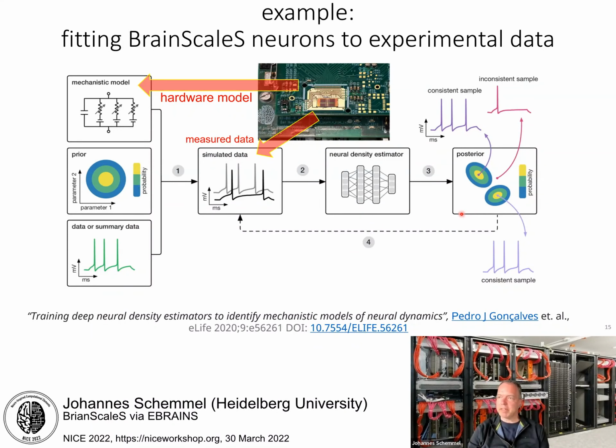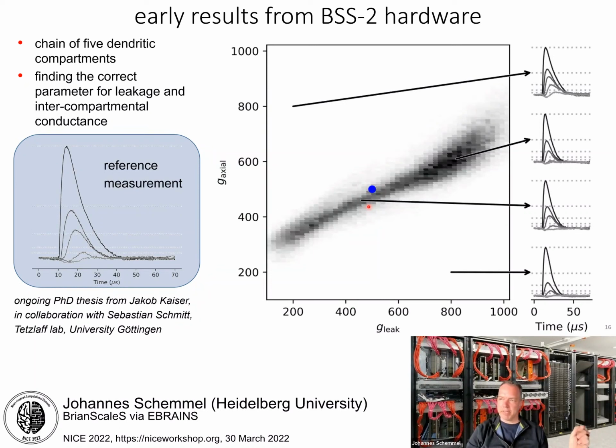And here are some early results from this research. They are done by Jakob Kaiser, a PhD student, in collaboration with Sebastian Schmidt from Göttingen. Here we have a chain of 5 dendritic compartments and 2 parameters. One is for the conductance between the compartments, and one is for the leakage in the individual compartments. We have only 2 parameters, so all compartments have the same parameters and they are not calibrated, so we have the fixed pattern noise of the analog hardware and so on. In this case, the reference measurement, you insert a pulse here and you see in each compartment it gets weaker. It's the blue point.